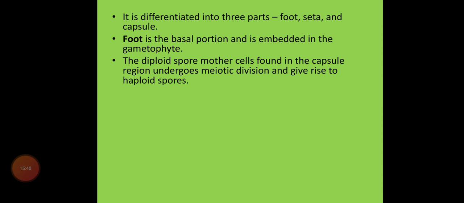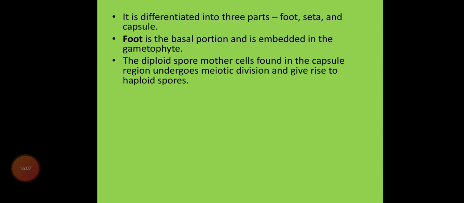The diploid spore mother cell is found in the capsule. Spores are produced in the capsule region. In the terminal region, the capsule has the spore mother cells, which undergo meiotic cell division. After the zygote forms and undergoes mitotic cell division, the spore mother cells give rise to haploid spores by meiosis.